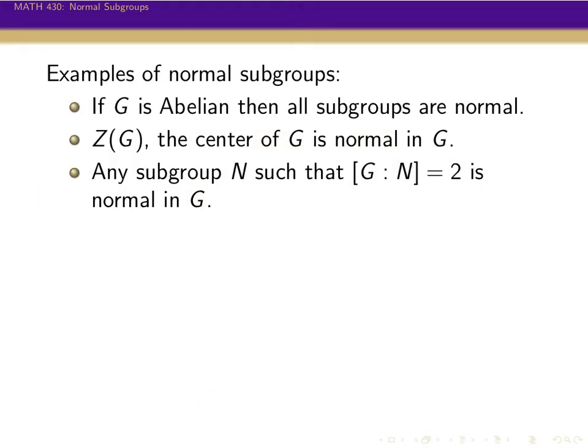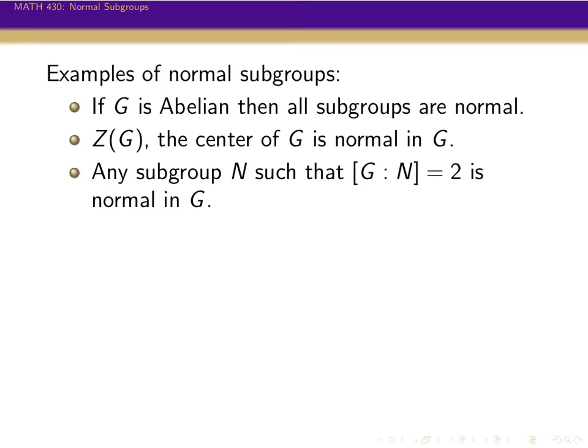So what are some examples of normal subgroups? Well, if G is abelian, then gn is equal to ng for any g and n in the group, and so all subgroups in that case are normal. Similarly, remember the center commutes with every element, so as in the abelian case, if you take the center or any subgroup of the center, that is going to be normal in G.